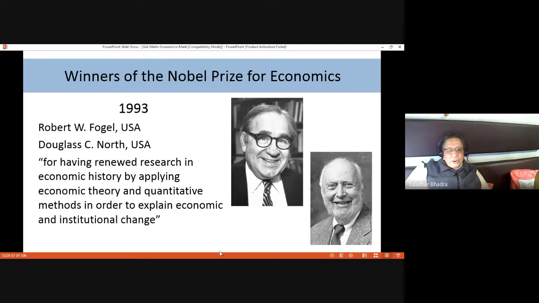1993, Robert Fogel, USA, and Douglass North, again USA, for having renewed research in economic history by applying economic theory and quantitative methods in order to explain economic and social change.